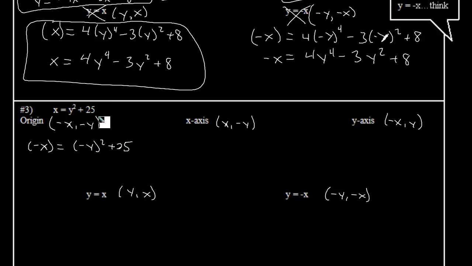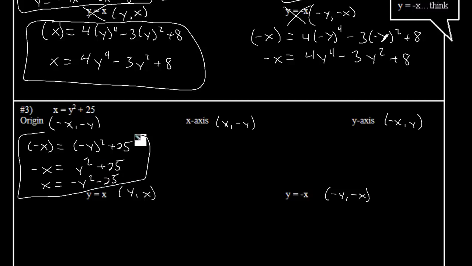Now notice this problem has x by itself, so I'm going to try to get x by itself. You could get y by itself here and then do the problem, but you don't need to. You'll get the same answer, but it's extra work that is unnecessary. A negative x is negative x. Negative y squared is positive. Getting x by itself, multiply each term by negative 1. We get this. Is that identical to the original? No. Therefore, it's not symmetric with respect to the origin.